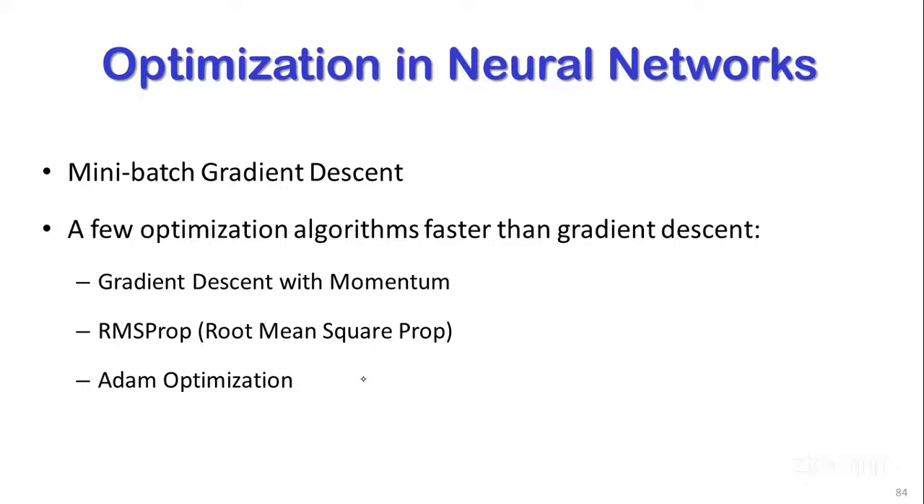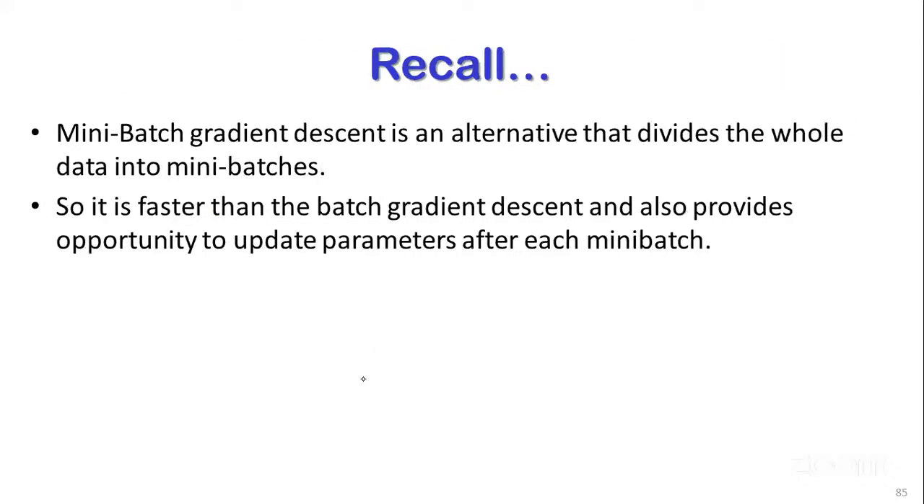Now, why from mini batch gradient descent, which was working very fine till now, are we moving towards another algorithm? Remember here that mini batch gradient descent is an alternative where we are dividing the whole data into mini batches. That is why it becomes faster than batch gradient descent, and it also provides you the opportunity to update parameters after each mini batch.